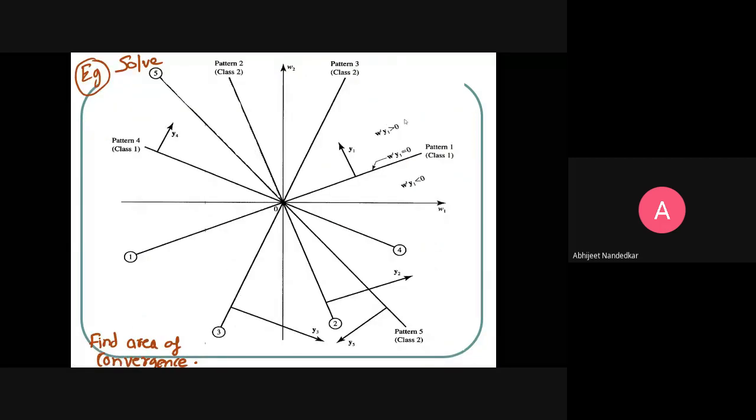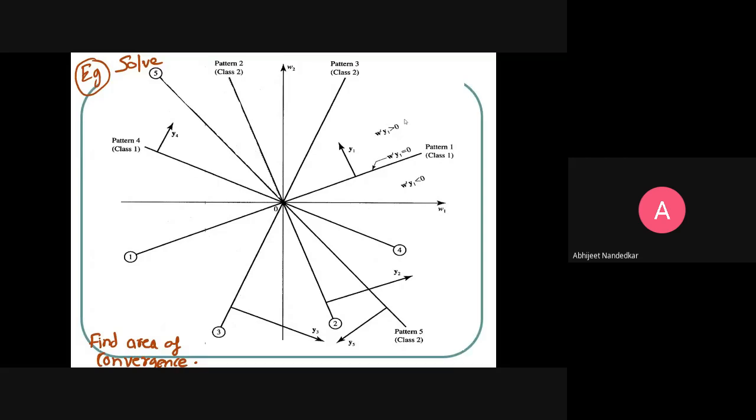Now try to solve this problem where we have, I think, 4-5 patterns, and the question is to find the area of convergence, that is, the area of solution. You can start from any pattern actually, but we will follow the sequence of the patterns that is given to us. Suppose I am assuming a sequence 1 3 2 4 5.